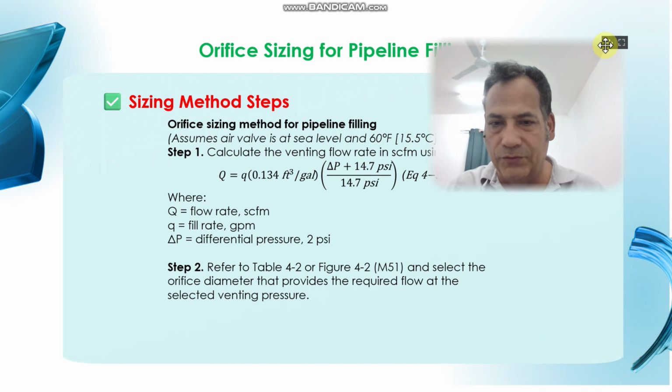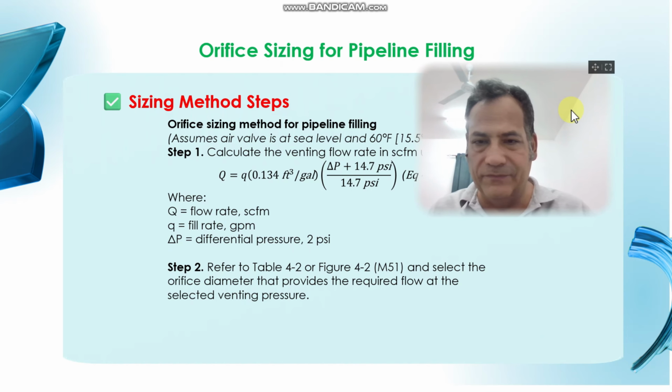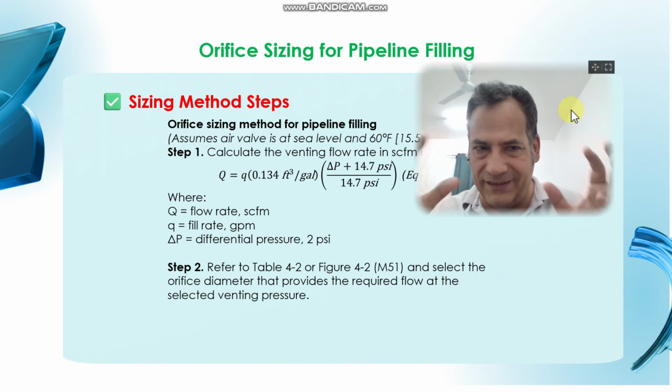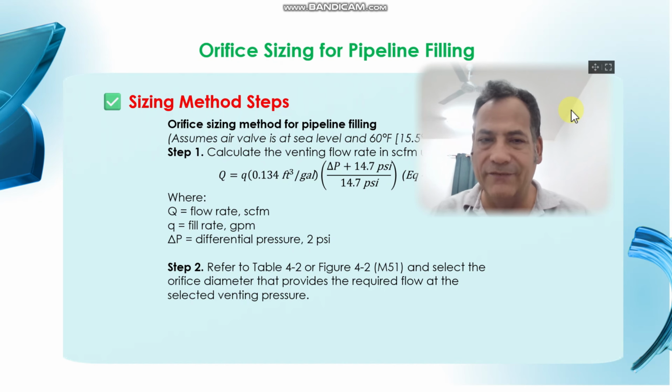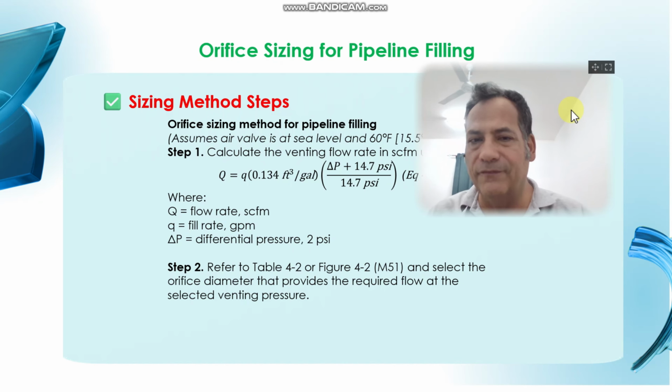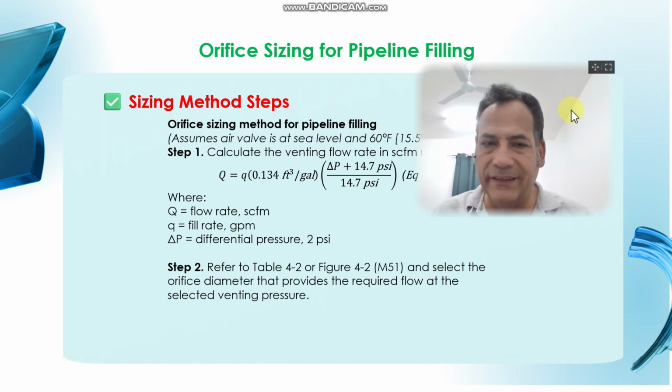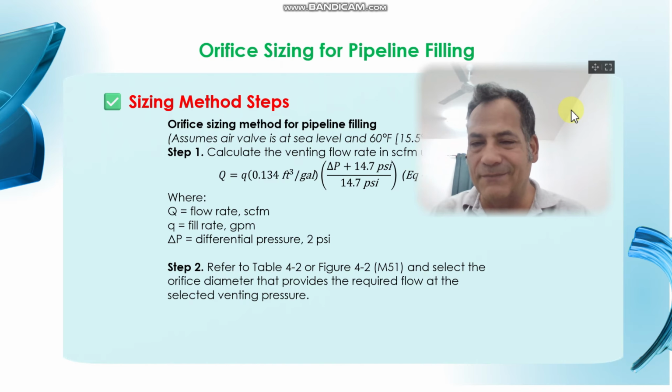Step 2: after calculating with this formula, when you reach the ventilating flow rate for air, you then need to refer to the table as per our discussion in the last videos.